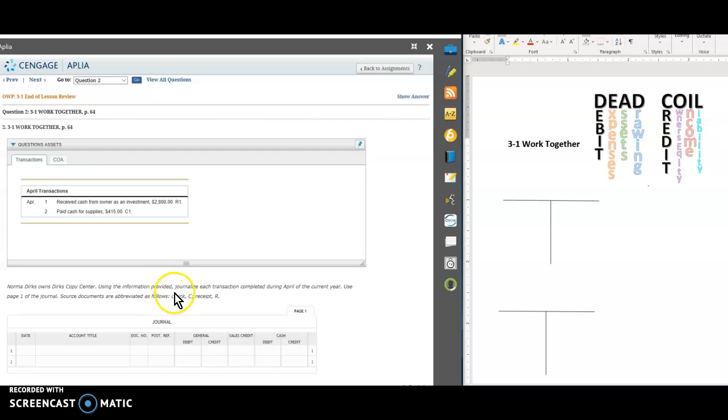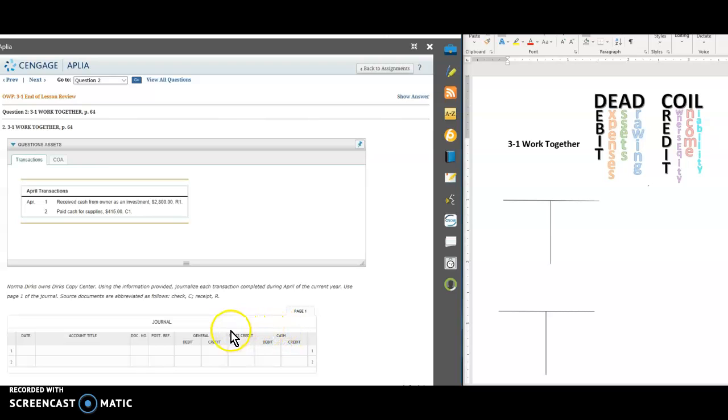Using the information provided, journalize each transaction completed during April of the current year. Use page 1 of the journal. Source documents are abbreviated as follows. A check is a C and a receipt is an R. Now, you've got a date column, an account title column, a document number column, a post reference column, a general debit and credit column, a sales credit column, and a cash debit and credit column.